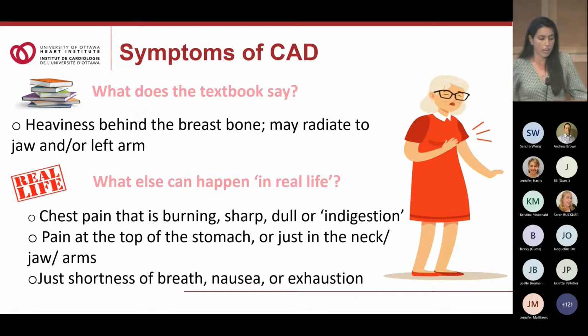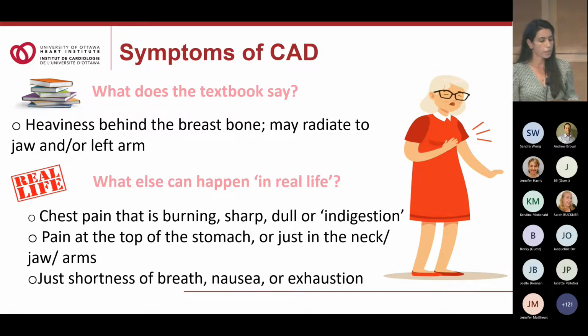Now, changing our focus from prevention to manifestation, the other important aspects that I think everybody should know are about the symptoms of coronary artery disease. And I'm going to focus on coronary artery disease from here on because it's truly the bread and butter of cardiology, and it's what most of you eventually have to deal with.